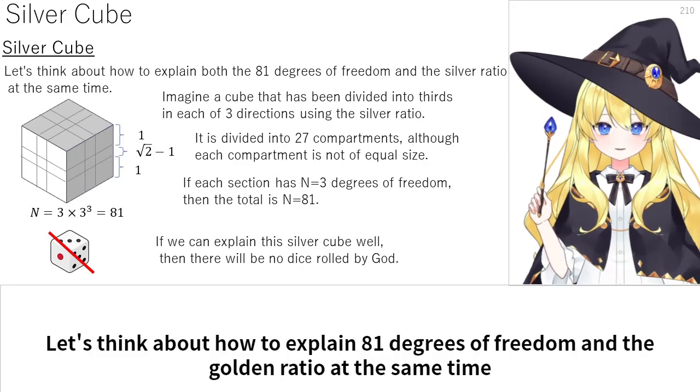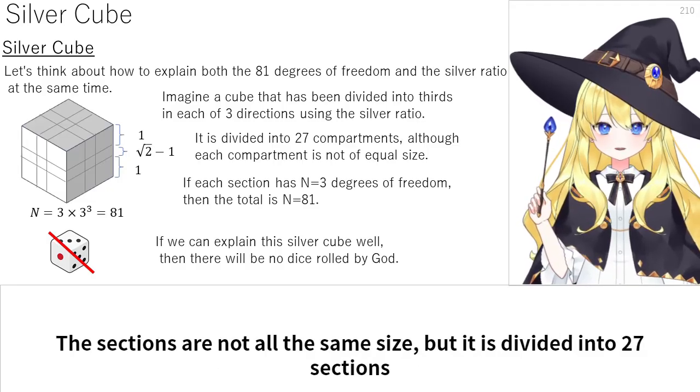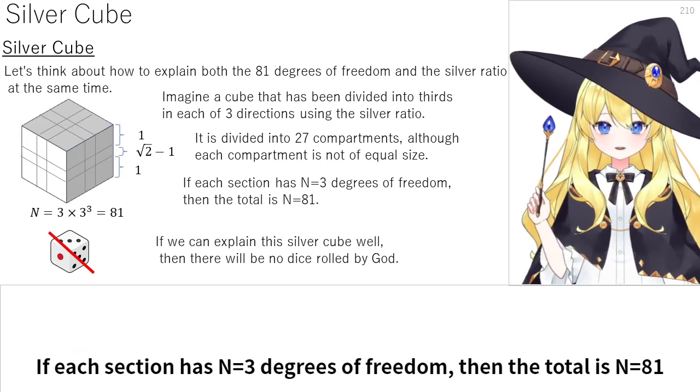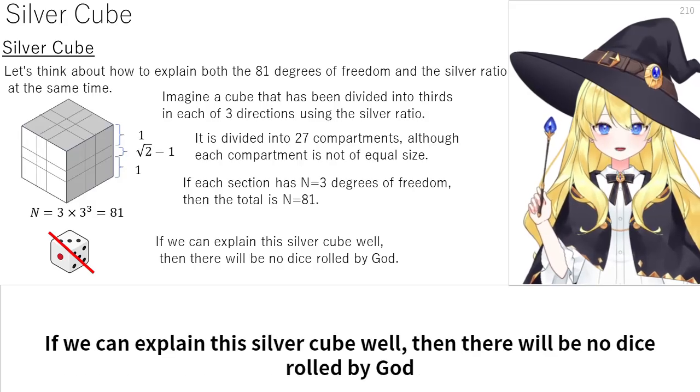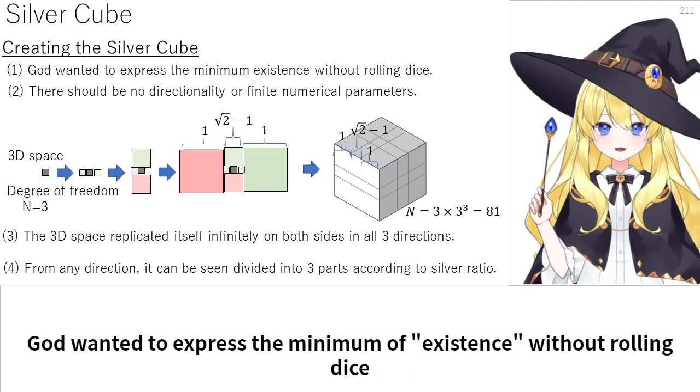Let's think about how to explain 81 degrees of freedom and the silver ratio at the same time. Imagine a cube that has been divided into thirds in each of 3 directions using the silver ratio. The sections are not all the same size, but it is divided into 27 sections. If each section has n^3 degrees of freedom, then the total is n^81. If we can explain this silver cube well, then there will be no dice rolled by God. Let's think about how the silver cube was created when the universe was created. God wanted to express the minimum of existence without rolling dice.